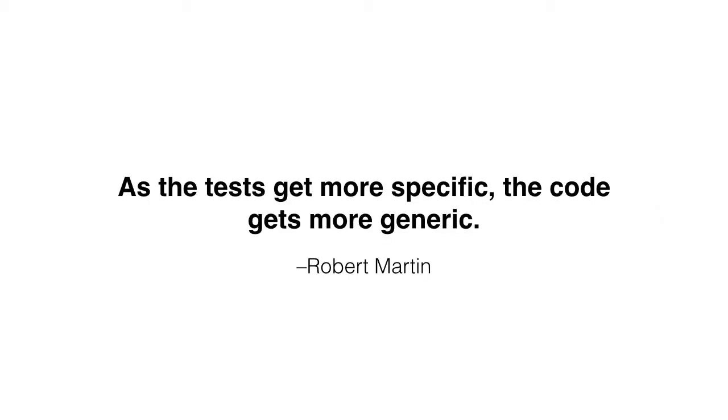So what is transformation priority premise? Transformation priority premise is a programming approach developed by Robert C. Martin as a refinement to make the process of test-driven development easier and more effective for a programmer. Transformation priority premise states that simpler transformations should be preferred. So Robert Martin says, as the tests get more specific, the code gets more generic. We will see this in action in the next lesson using factorial kata.